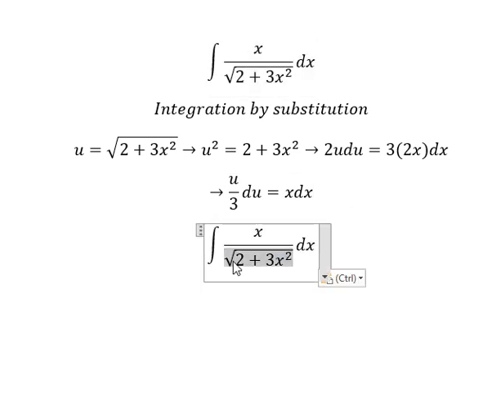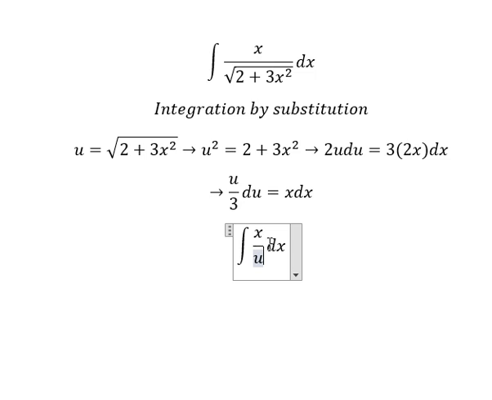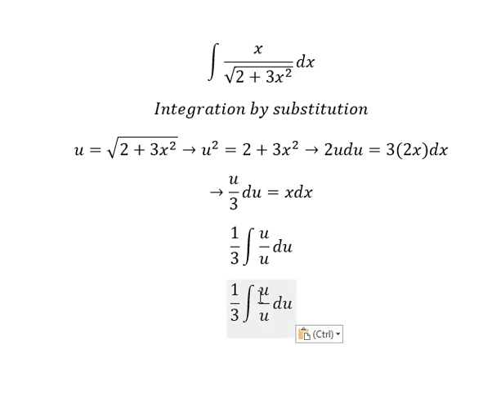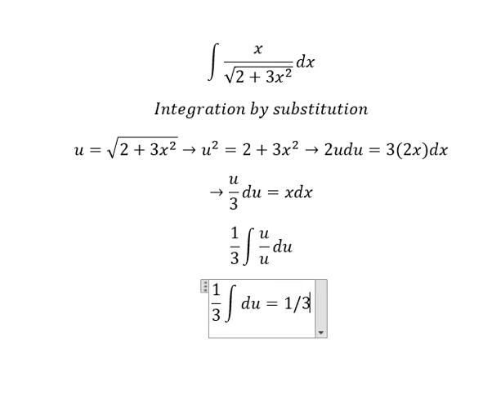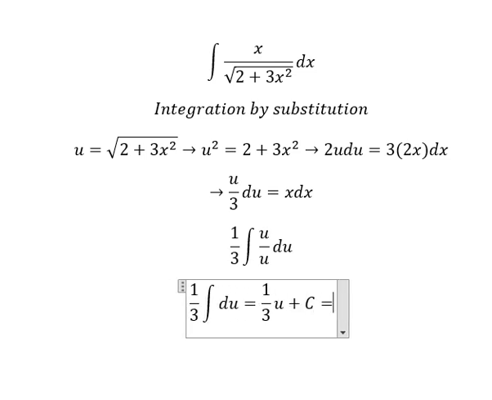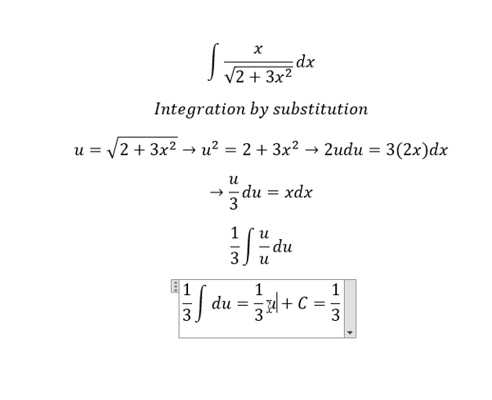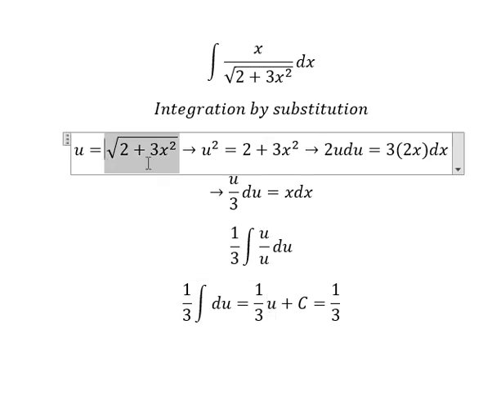This one we change for u. The s we change for this one. So u divided by u, we have number 1. The integration of du, that is u. About u, that is about this one.